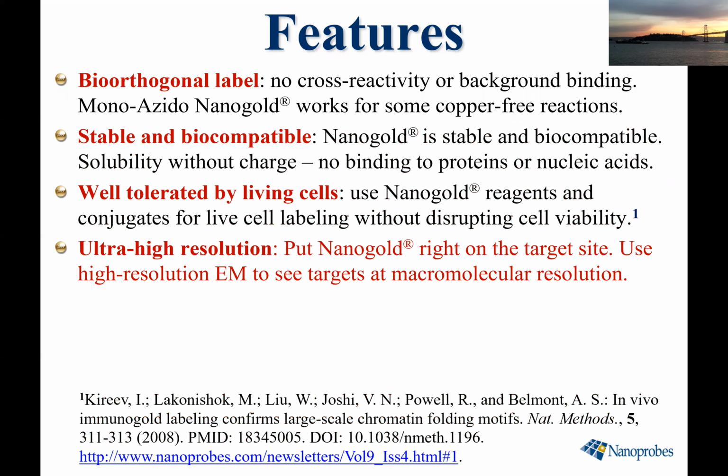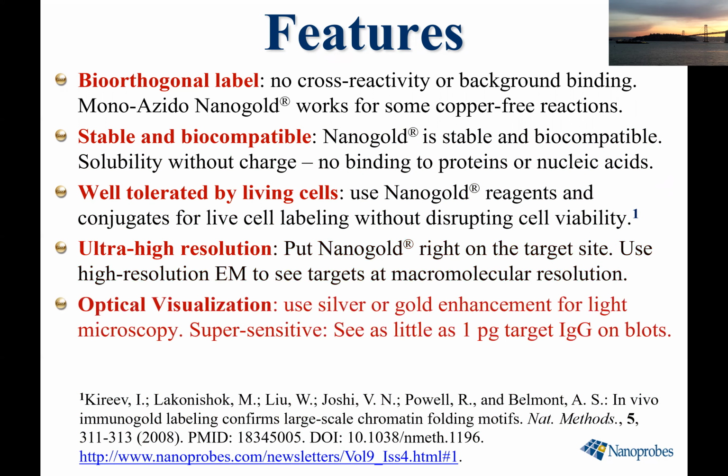Ultra-high resolution. Nanogold goes right to the target site. There's no protein or antibody or other large probe to space the label away from the target, so you can use high resolution electron microscopy to see targets at macromolecular resolution. You can optically visualize nanogold by using silver or gold enhancement, and that'll let you see it by light microscopy. On blots, this is super sensitive, and you can see as little as 1 picogram of target IgG, for example.